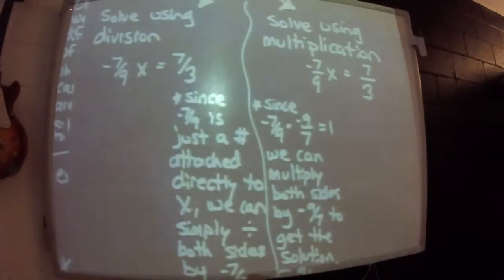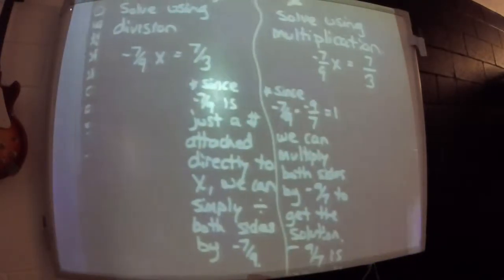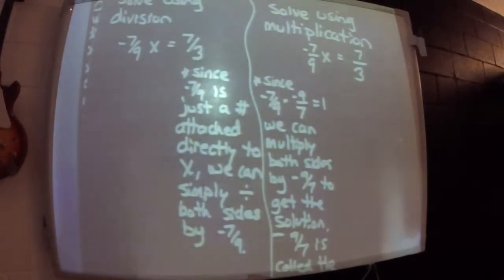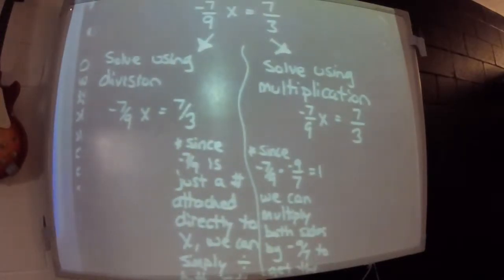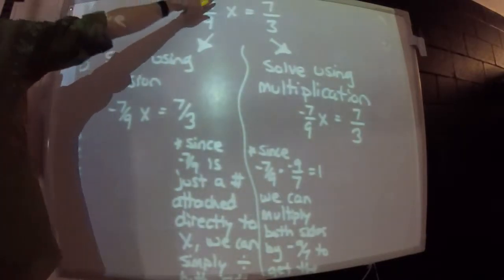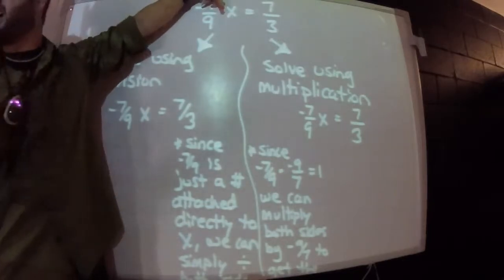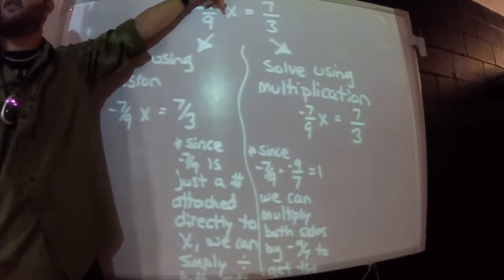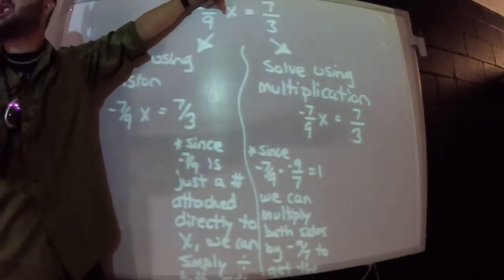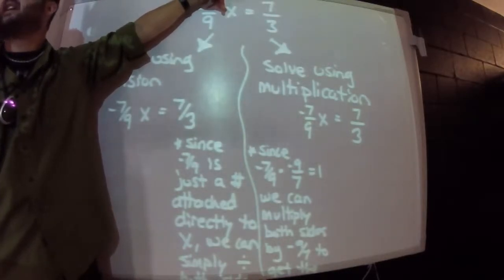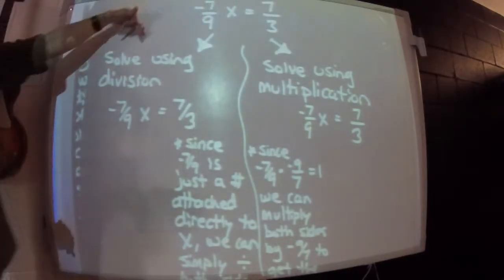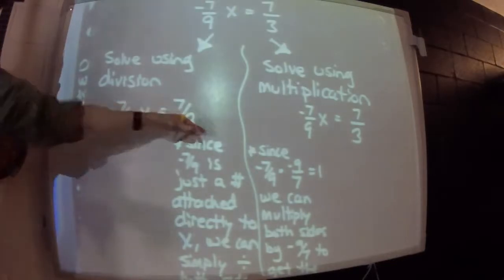When your coefficient's a fraction, you have options. Whichever one works best for you is the one that you should do. Alright, our coefficient is a fraction. So if you've got your coefficient left of your letter, you can always divide it off, no matter how ugly it is. If it's a fraction, if it's a decimal, whatever it is, you can divide it off. Which is what we did right here. So we'll do what we did again.